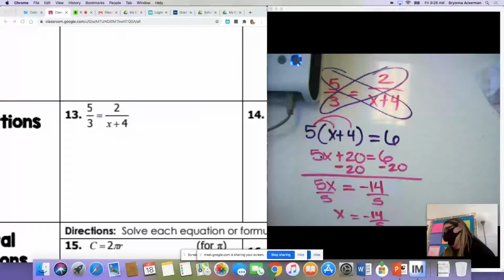5 and 14 don't have anything in common, so I can't reduce it. If we wanted a decimal, we could use our calculator and get a decimal too. Okay. But negative 14 over 5. So hopefully, I just wanted to recall proportions for you.